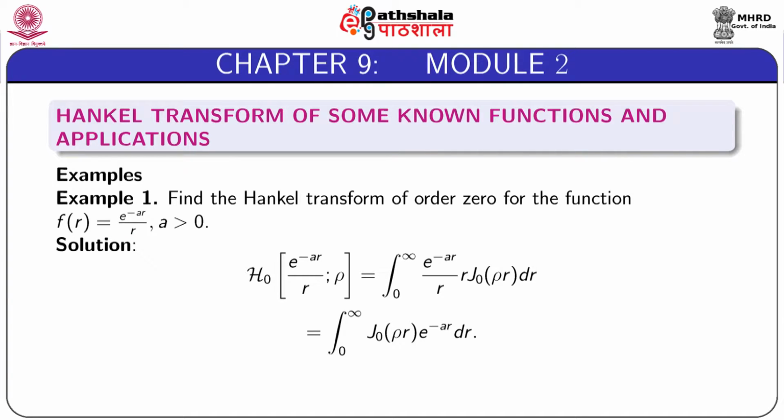Now, Hankel transform of order 0 of the function e to the power minus ar by r as per definition is equal to integral from 0 to infinity e to the power minus ar by r into r J0(ρr) dr. This is equal to integral from 0 to infinity J0(ρr) e to the power minus ar dr.